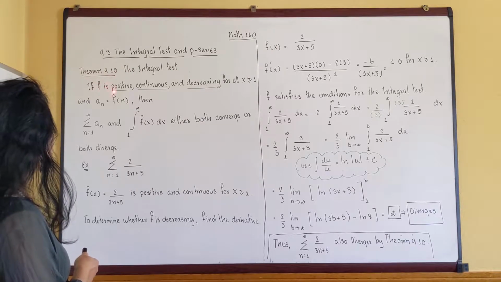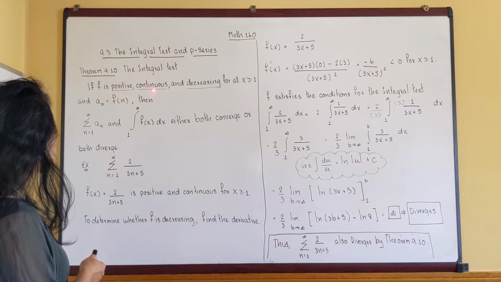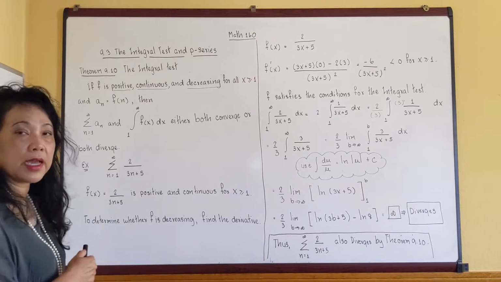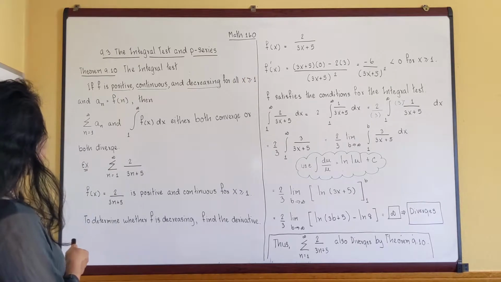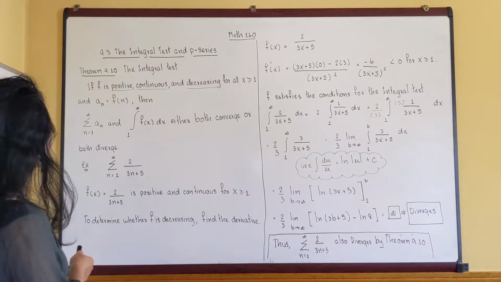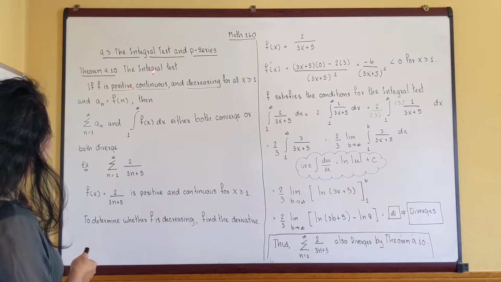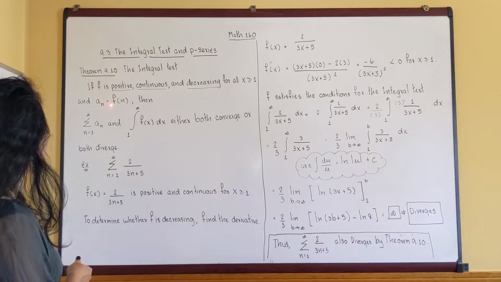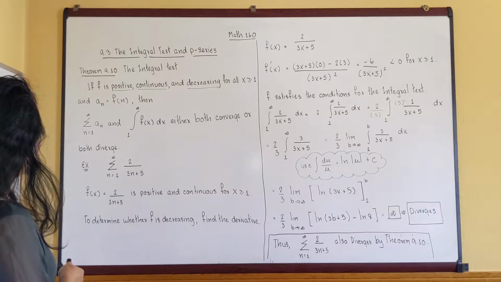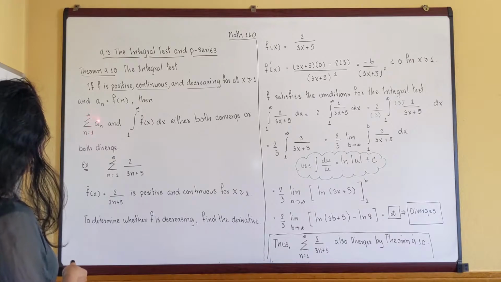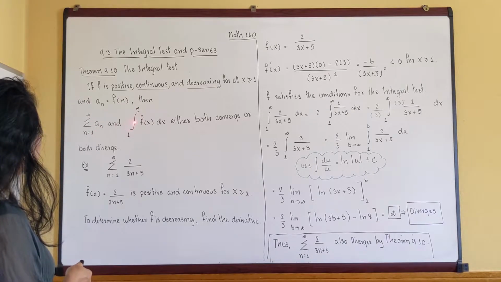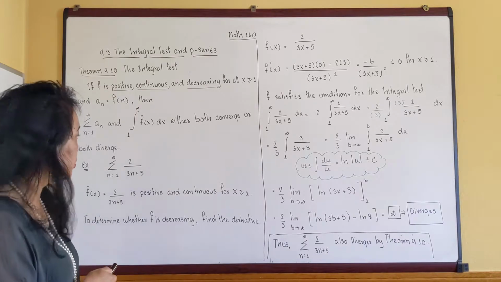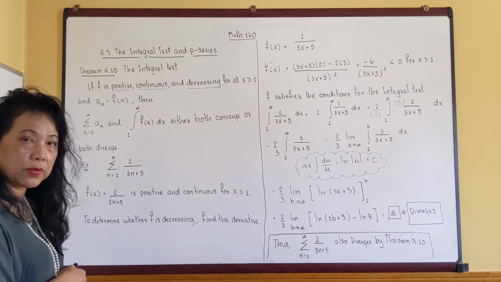If f is positive, continuous, and decreasing for all x greater than or equal to 1, so make sure you test all three conditions here, that f is positive, continuous, and decreasing, and a sub n equals f of n, then the sum from n equals 1 to infinity of a sub n and the integral of the function from 1 to infinity either both diverge or both converge.